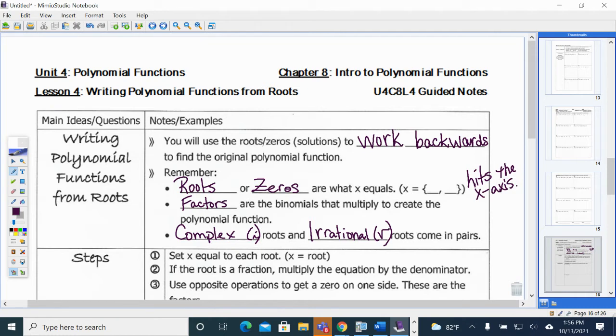Factors are the binomials that multiply to create that polynomial function. Complex roots and irrational roots come in pairs. So again, they come in a positive and a negative. So it might be a positive and a negative i, or a positive and a negative radical. Okay, so again, the factors might be x plus 5, and if a factor is x plus 5, then the solution would be x equals negative 5. Those two things are related, and it's all about vocabulary.